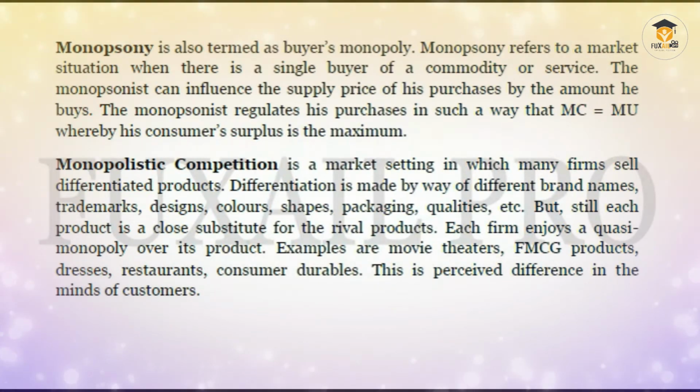Monopolistic competition is a market setting in which many firms sell differentiated products. Differentiation is made by way of different brand names, trademarks, designs, colors, shapes, packaging, qualities, etc. But, still each product is a close substitute for the rival products. Each firm enjoys a quasi-monopoly over its product. Examples are movie theaters, FMCG products, dresses, restaurants, consumer durables. This is perceived difference in the minds of customers.